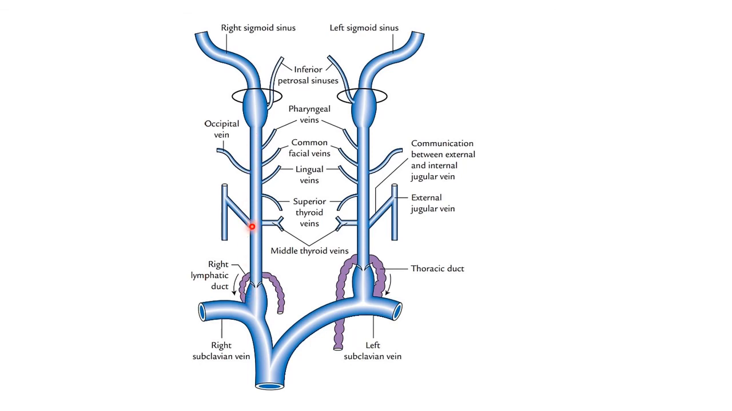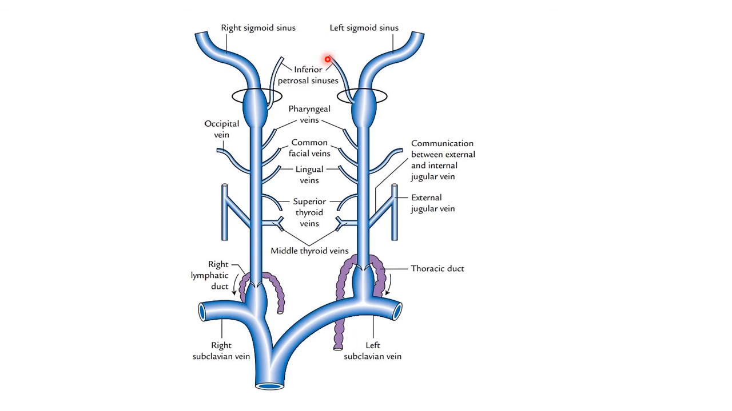The internal jugular vein is vertically related to the lateral side of the internal and common carotid arteries, enclosed with them and the vagus nerve in a common fascial sheath called the carotid sheath. The deep cervical lymph nodes lie along its entire course.